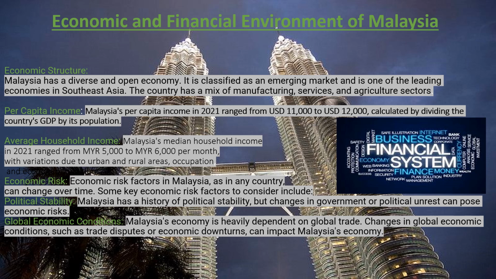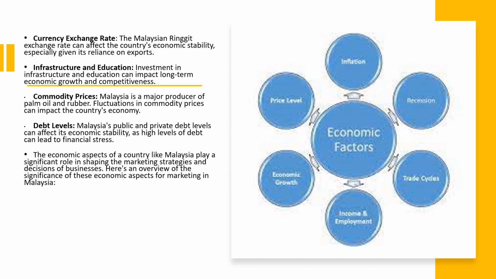So it varies on the place they live. And economic risk in any country can change over time. Some key economic risk factors to consider include political stability and global economic conditions. The exchange rate between Malaysia and the US varies, and exchange rates affect the country's economic stability, especially given its reliance on exports. Then infrastructure and education: investment in infrastructure and education can impact long-term economic growth and competitiveness.